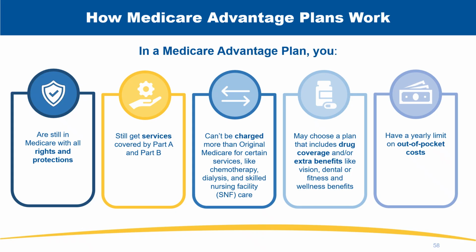Just a note, you are still in Parts A and B if you have C, and you will still be responsible for paying the Part B premium if you choose to go with Medicare Advantage. Most people think because they're in Part C that A and B just disappears. It doesn't. You are still enrolled and you will still need to pay a Part B premium.